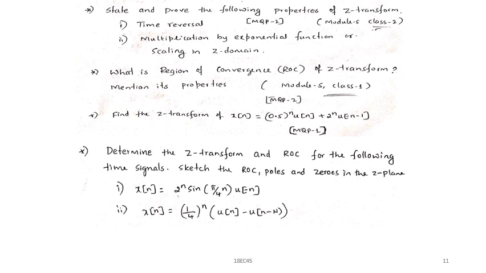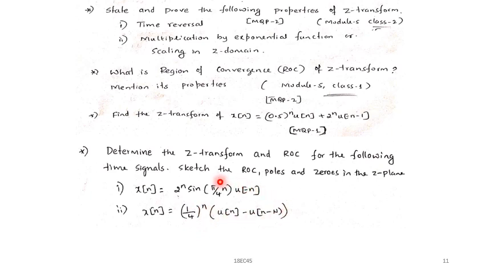And the last problem also, you can take this as an assignment, you can solve and you can submit to us. You have to determine the Z transform and ROC for the following signals. Sketch the ROC, poles and zeros in the Z plane. Say here x of n is equal to 2 to the power n sin pi by 4 n into u of minus n. Second problem is x of n is equal to 1 by 4 to the power n, u of n minus u of n minus N.